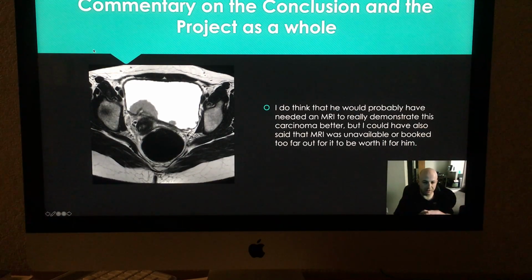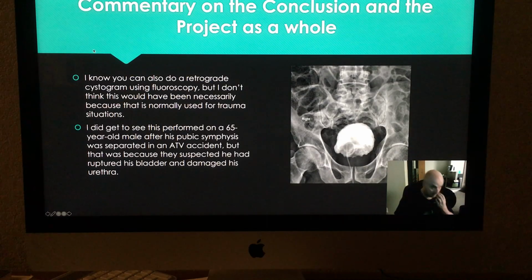Also think that more than likely Johannes would have actually had an MRI done. From what I understand, it is what most surgeons prefer to see. But as far as the story goes, in our project, I just could have said MRI was unavailable or is booked way too far out to be of use to him. Okay. Or maybe he just didn't like it.